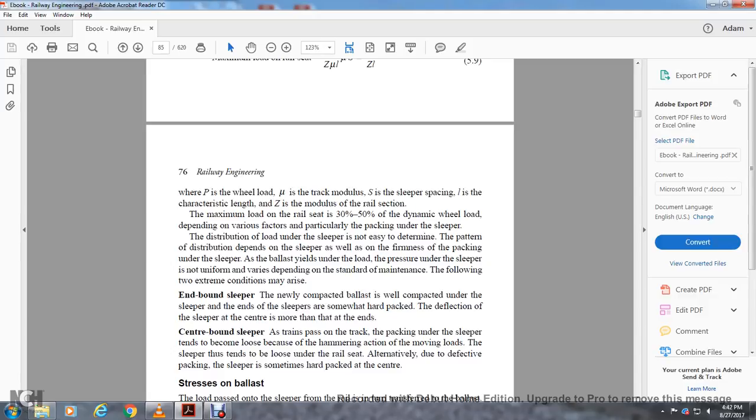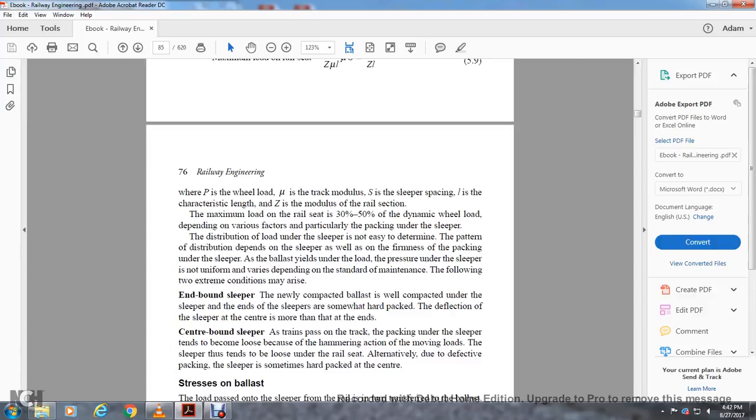The ballast yields under the load. The pressure under the sleeper is not uniform and varies depending on the standard of maintenance. The following two extreme conditions may arise. End-bound sleeper: the newly compacted ballast is hard packed under the ends of the sleeper. With flexion of the sleeper, the center moves more than the ends.